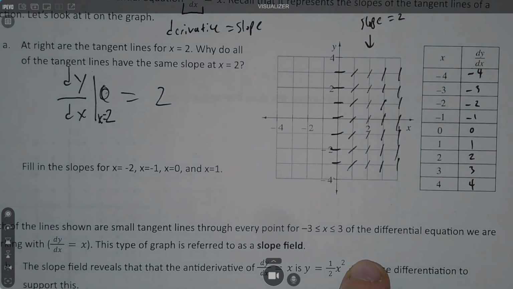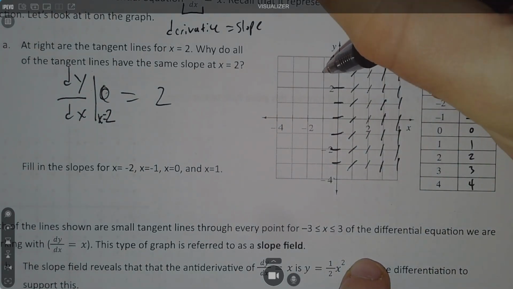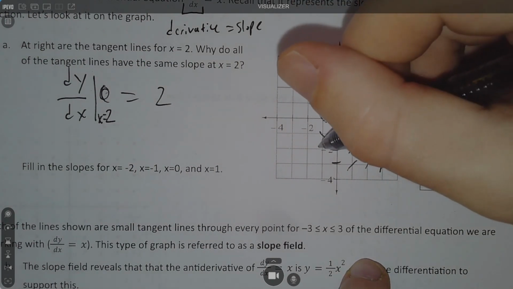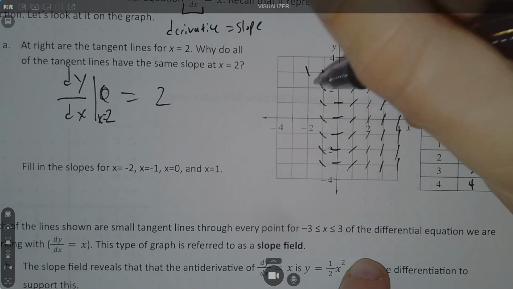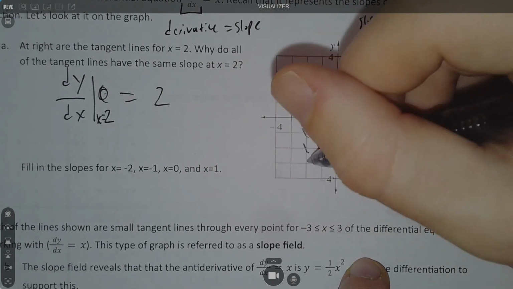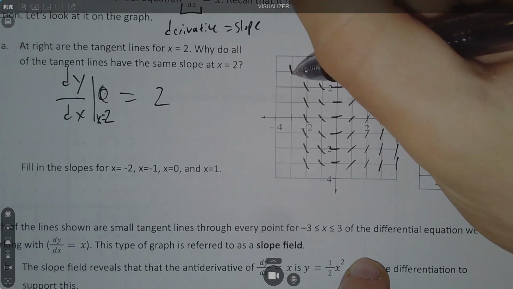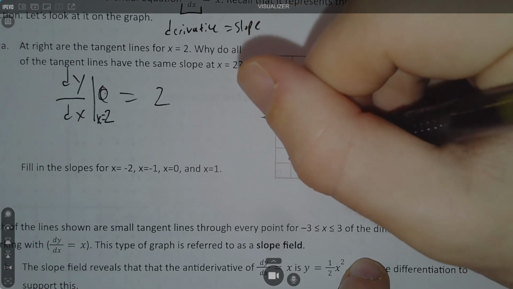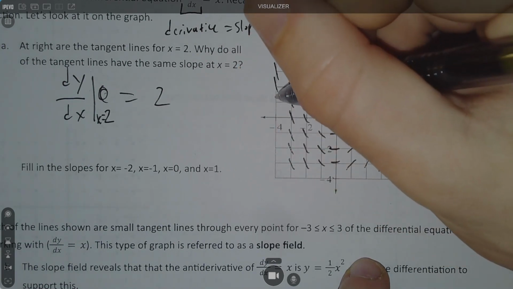Okay, and then at -1, we're going down 1, down 1, down 1, a bit steeper, right? Again, it doesn't have to be perfect, but it should be a little bit steeper, and a little bit steeper.